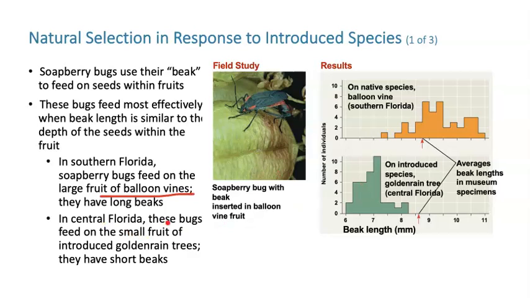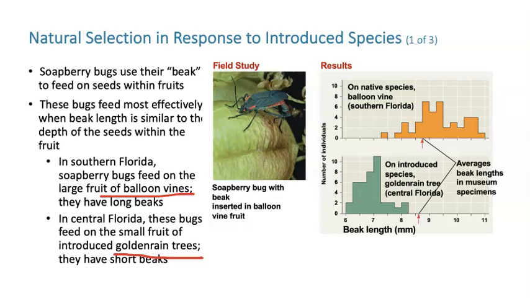Right? In central Florida, these bugs actually feed on the golden rain tree fruit, and golden rain tree fruit are small, and so it turns out that the piercing, sucking mouth part, the beak, as we say, of the soapberry bugs are smaller when they're eating the golden rain tree fruit, and they're larger when they are feeding on the balloon vine.